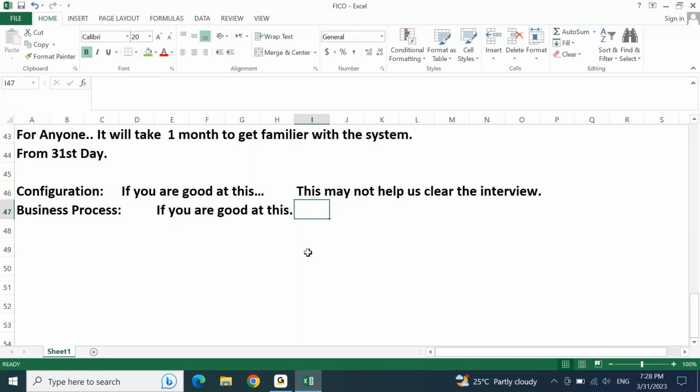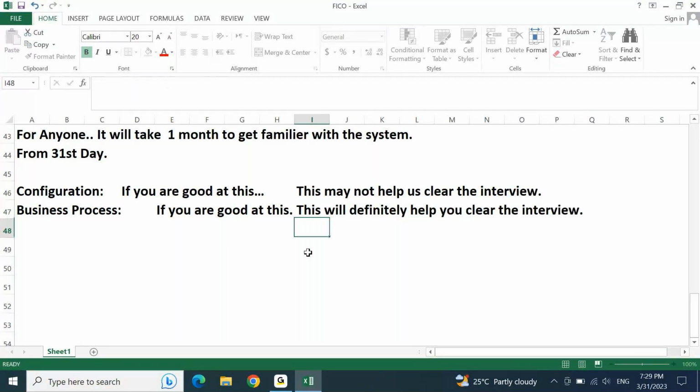But if you are good at business process, this will definitely help you clear the interview. Your configuration is not going to help you clear the interview. This is clear cut. Be very confident with this statement. Okay, when I say your configuration is not going to clear your interview, it means no interviewer is expecting you to explain the configuration steps. Am I clear? No interviewer will expect you to tell them the configuration steps for any process, except a few.